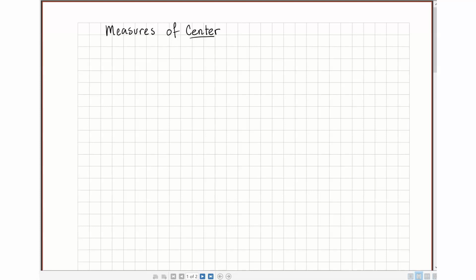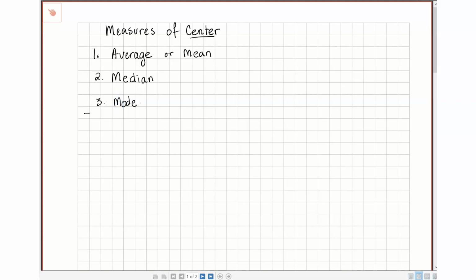Hi everyone. In this video I want to talk about a way to measure the center of a data set. There are three different ways that are commonly thought of as measures of center. One that's probably very familiar to everyone is called the average or the mean. Another way to measure the middle of a data set is by computing something called the median. And the third way that we'll talk about in this video is the mode.